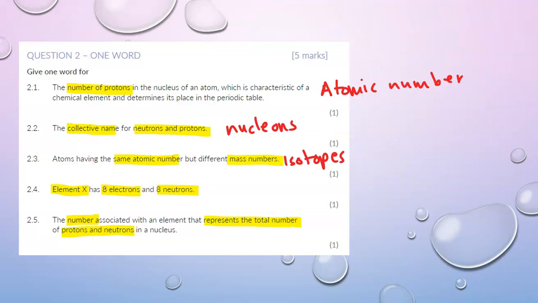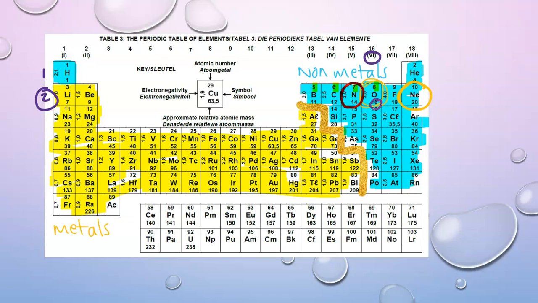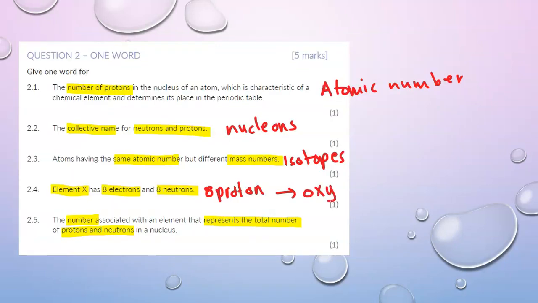2.4, element X has 8 electrons and 8 neutrons. So assuming that element X is in its neutral state, we can deduce that it will also have 8 protons. And 8 protons is the atomic number, so we can go find element X. Element X will be number 8 in my periodic table, and that is our dear Olivia. So this answer is oxygen.